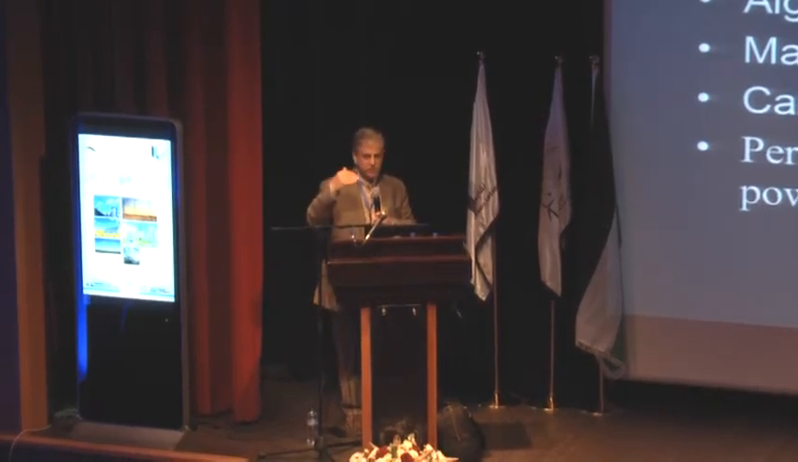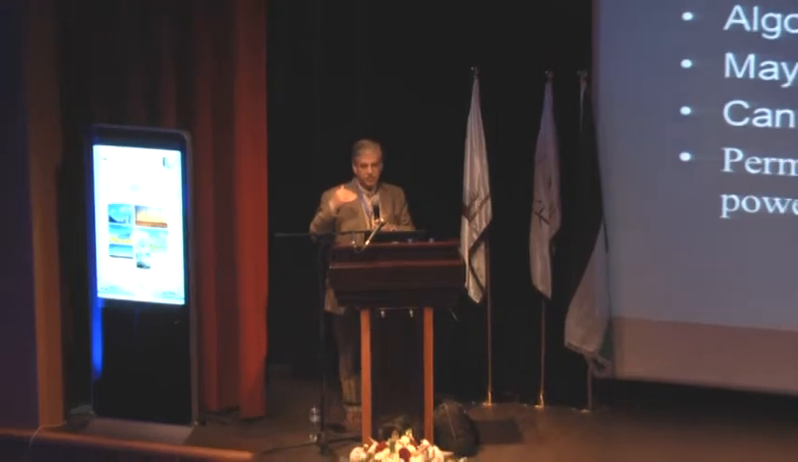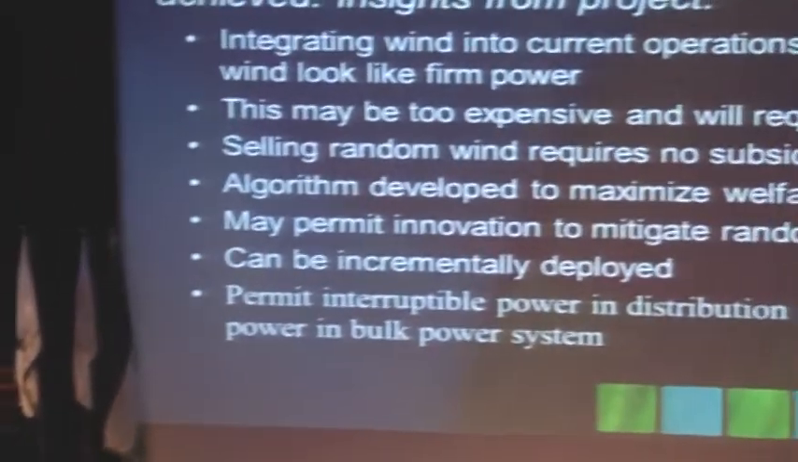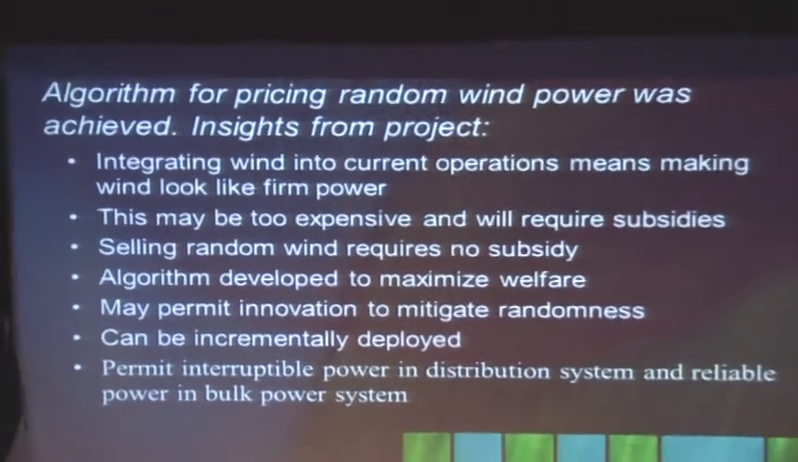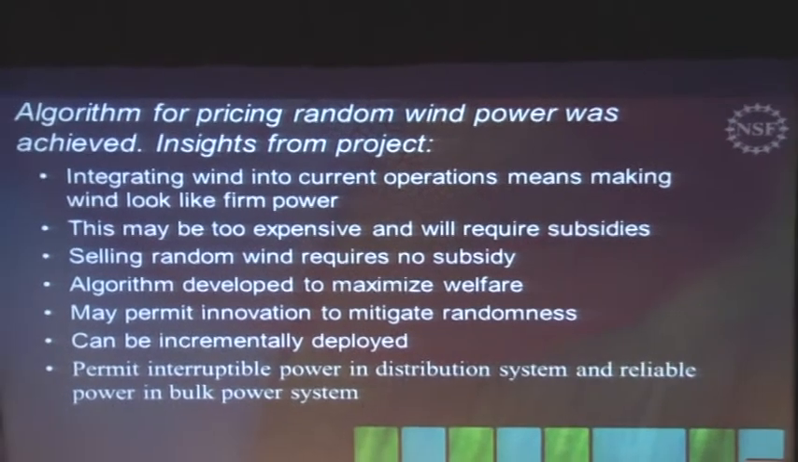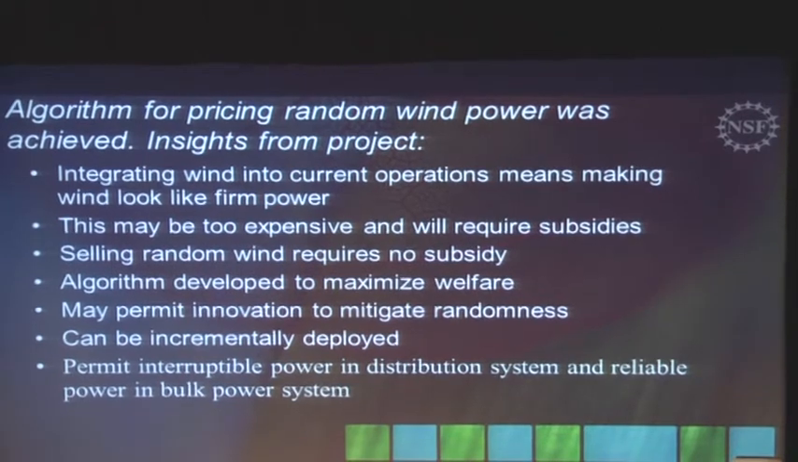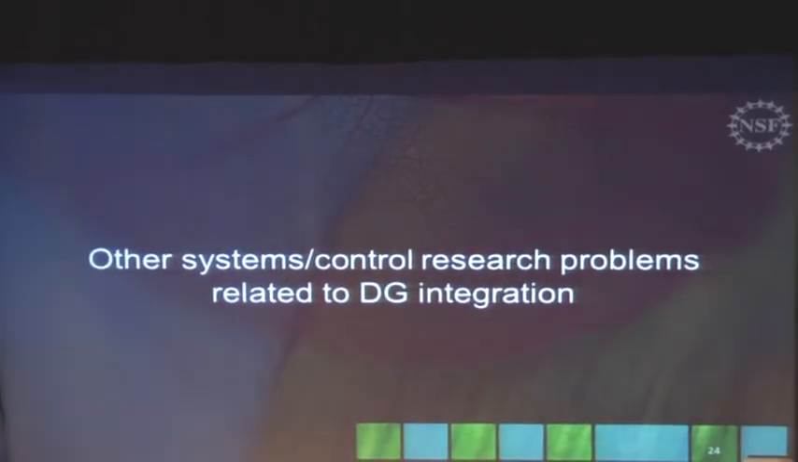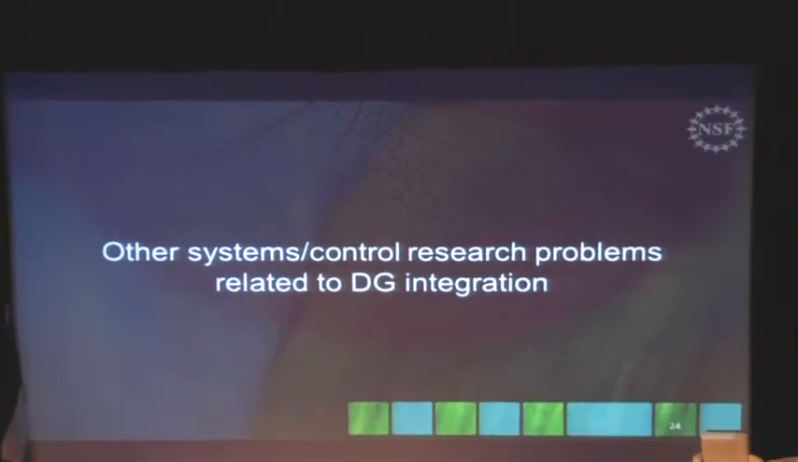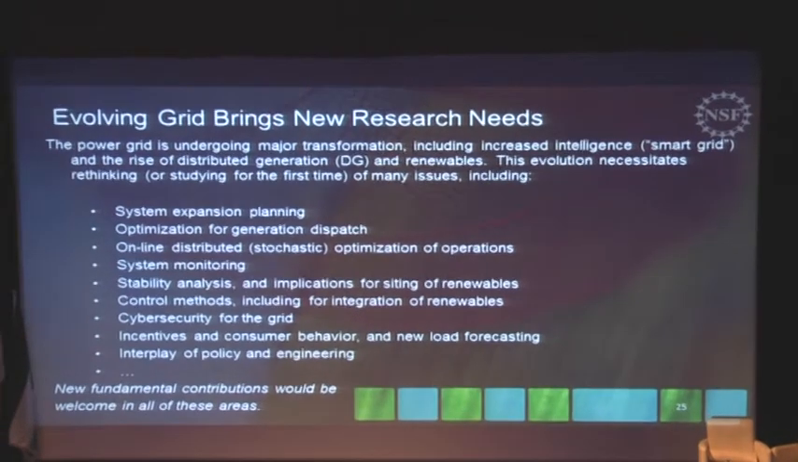So you have reliable power at the transmission level, but if you're going to sell wind randomly with random prices through an algorithm like this, which is a very complicated mathematical analysis, then you have to have the users be willing to take interruptions in their power supply. There are a lot of systems and control research problems related to distributed generation.